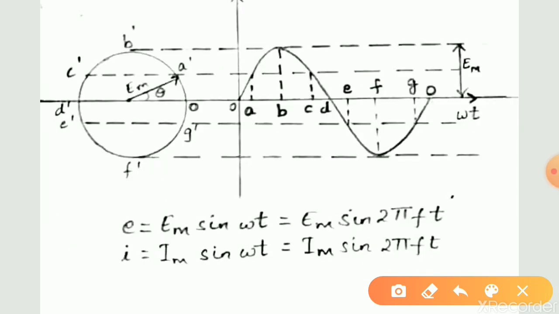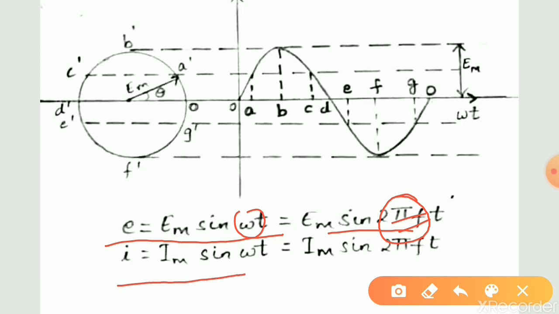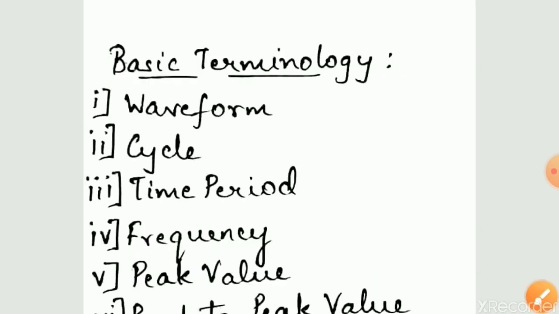The voltage and current equations we get as a result of the generation of AC voltage are E is equal to Em sin omega t, which is equal to Em sin 2 pi f t. Omega is replaced by 2 pi f. And current can be obtained as I is equal to Im sin omega t, which is equal to Im sin 2 pi f t.